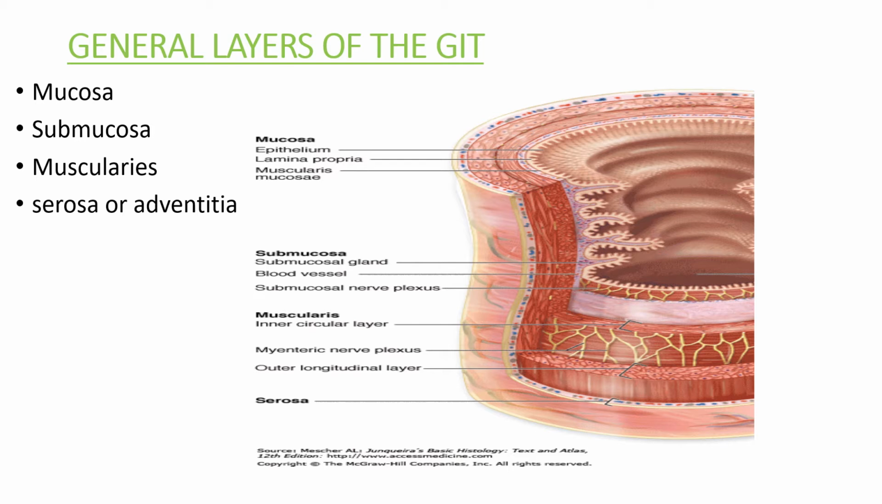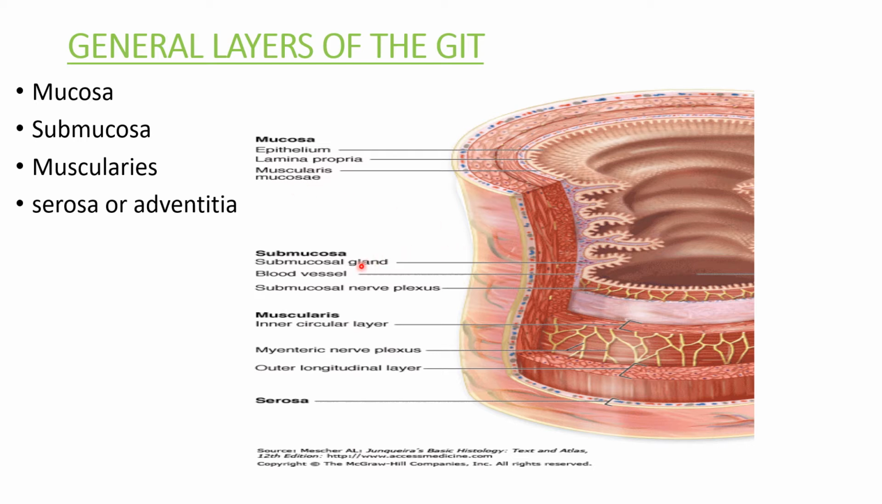Some have serosa, including the small intestine, and some have adventitia, including the esophagus. The mucosa consists of epithelium, lamina propria, and muscular mucosa. Whenever you see muscularis mucosa, you have to know you are in the GIT. This is a unique feature that we're in the GIT.